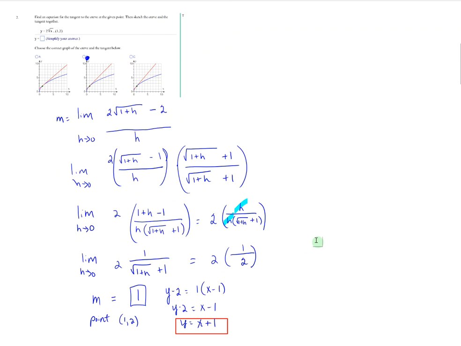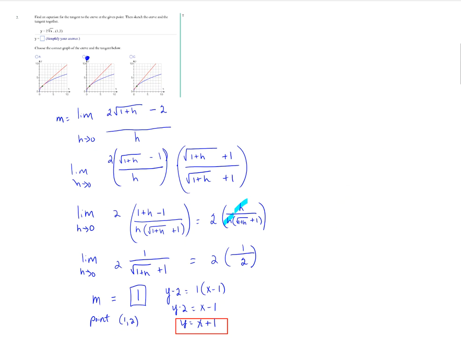Let's look at number 2. Same kind of idea. Find an equation for the tangent to the curve at the given point, and then sketch the curve and the tangent together, which means you will figure out what that will be. So we're given y equals 2 square roots of x, and the point is 1, 2.